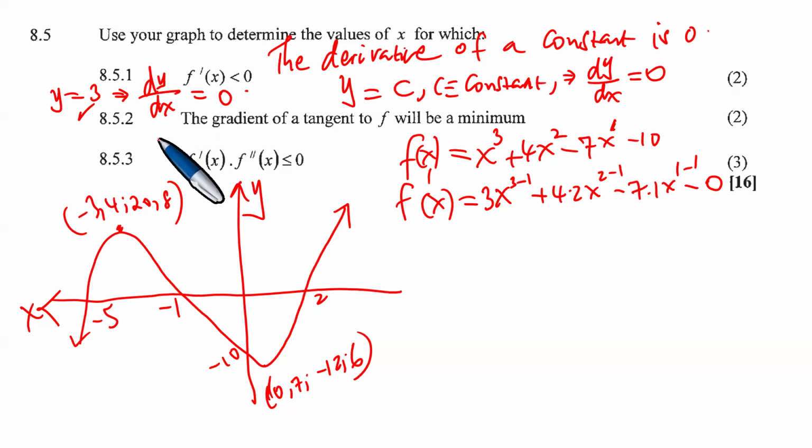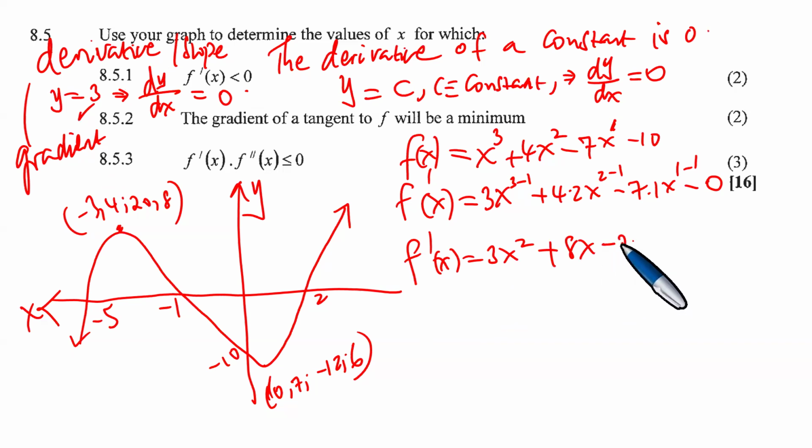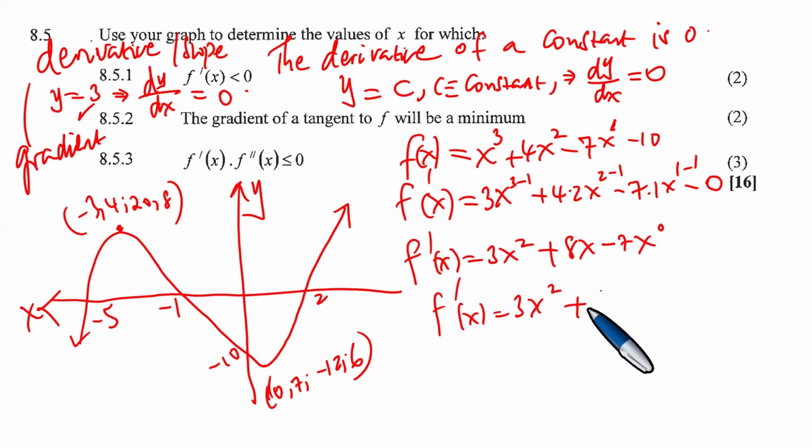This notation is dy/dx, and this notation is f prime. What is dy/dx? It is the derivative, or the slope. We don't call it the slope, we call it the gradient. So this is 3x to the power 3 minus 1, which is 2, plus 8x minus 7x to the power 0, because 1 minus 1 is 0, meaning f prime of x equals 3x squared plus 8x minus 7. And that is the answer.